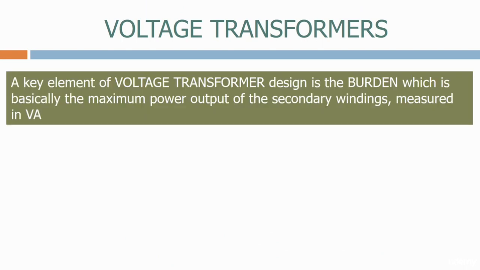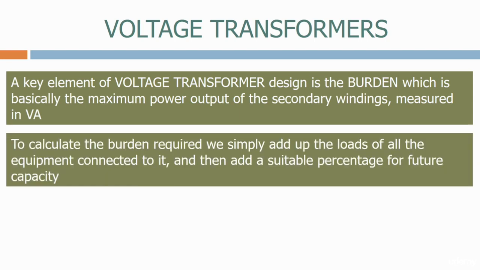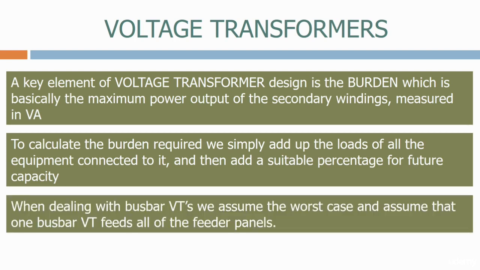A key element of voltage transformer design is the burden, which is basically the maximum power output of the secondary windings measured in VA. To calculate the burden required, we simply add up the loads of all the equipment connected to it, and then add a suitable percentage for future capacity. When dealing with busbar VTs, we assume the worst case and assume that one busbar VT feeds all of the feeder panels.